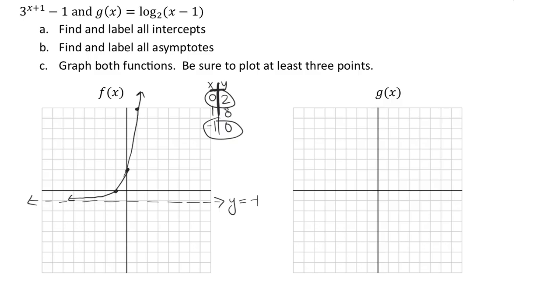So we have the y-intercept, the x-intercept, and we have the horizontal asymptote.